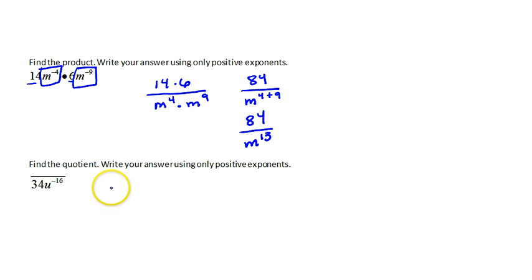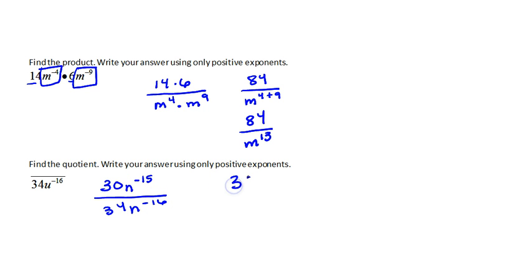Well, it looks like part of our problem's disappeared here, so I'm going to rewrite it. 30n to the negative 15th power over 34n to the negative 16th power. Now don't let this confuse you. Negatives, we're just going to switch.